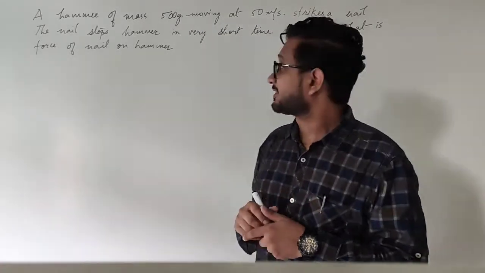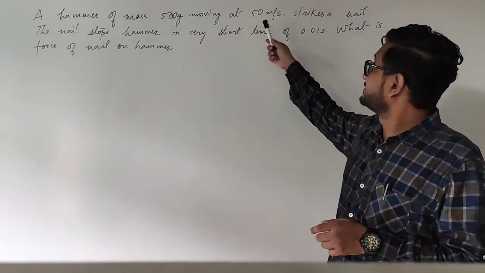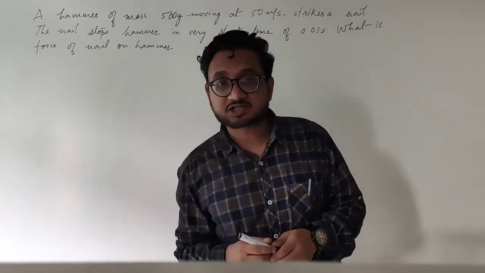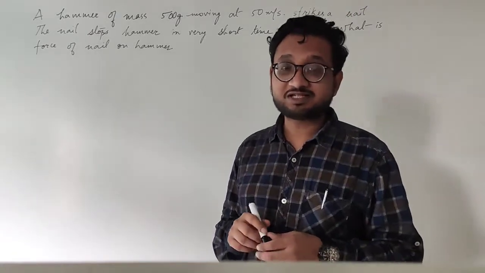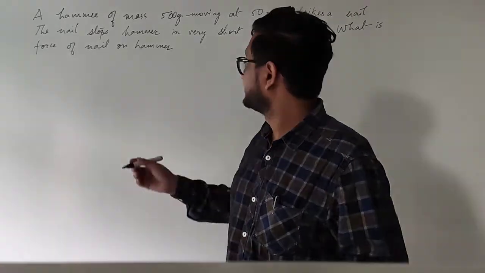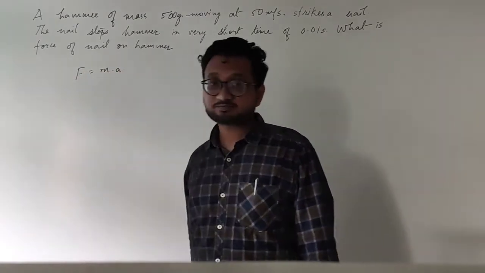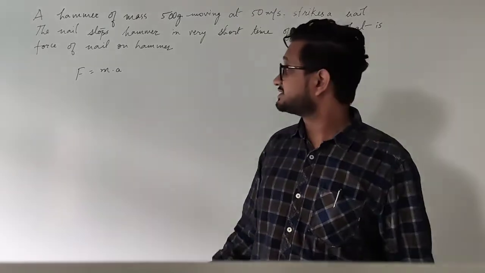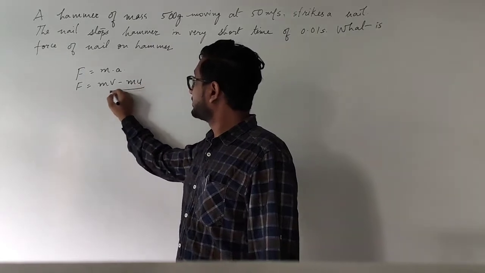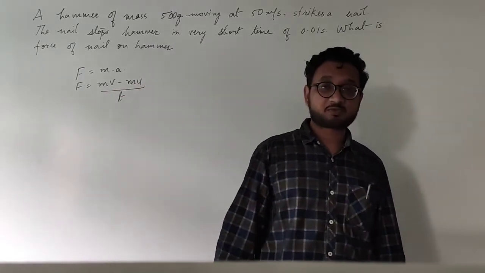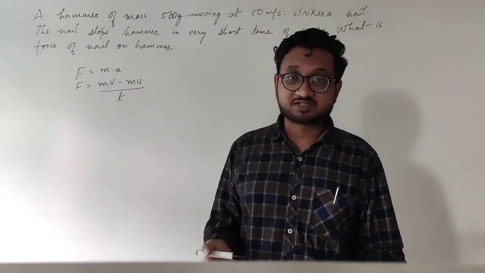We know that, okay? So we have been given 500 grams as mass and 50 meters per second as the velocity, okay? So how do you calculate this? We know that force F is equal to ma. The other way of solving this is F is equal to mv minus mu upon t. You can use this formula as well, because if you take m common, you get v minus u upon t. This is the same thing.